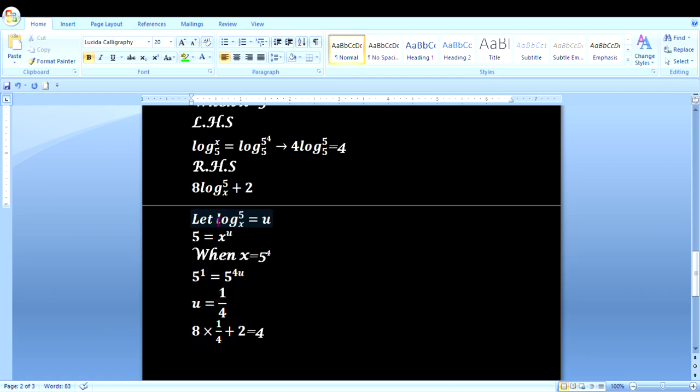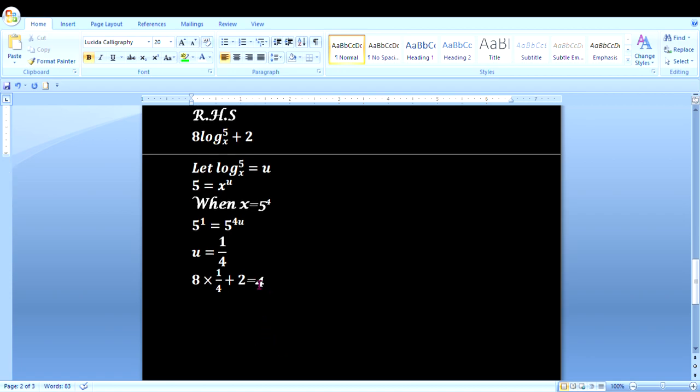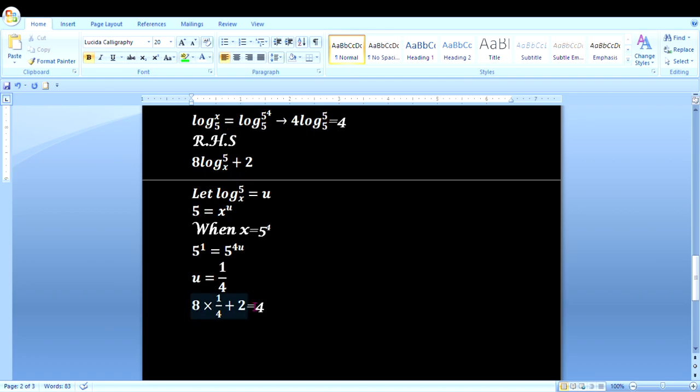Here we put it in place of log 5 to base x. This is 8 times 1 over 4 plus 2, which is equal to 4. So you see that the left hand side and the right hand side are the same. So this is the appropriate method for resolving this kind of equation if the bases are not the same.